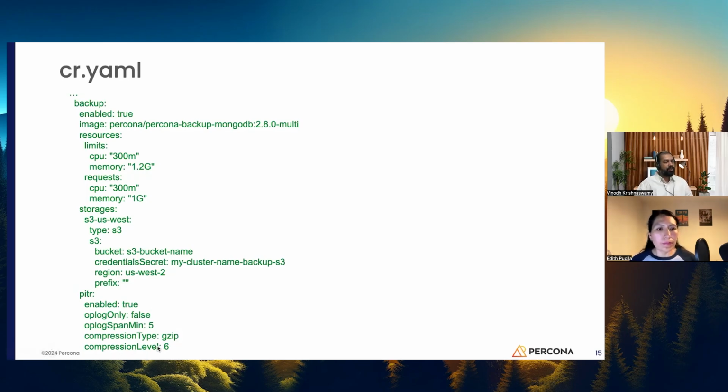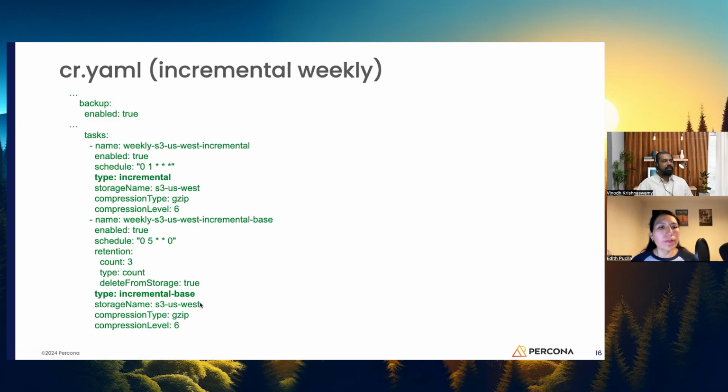And if you want to use the compression level or compression type gzip, the other compression types you can use are here. So the default one is gzip. Okay, so this is for the incremental ones, and this is again, as I said, introduced from version 1.20 of the Percona operator.